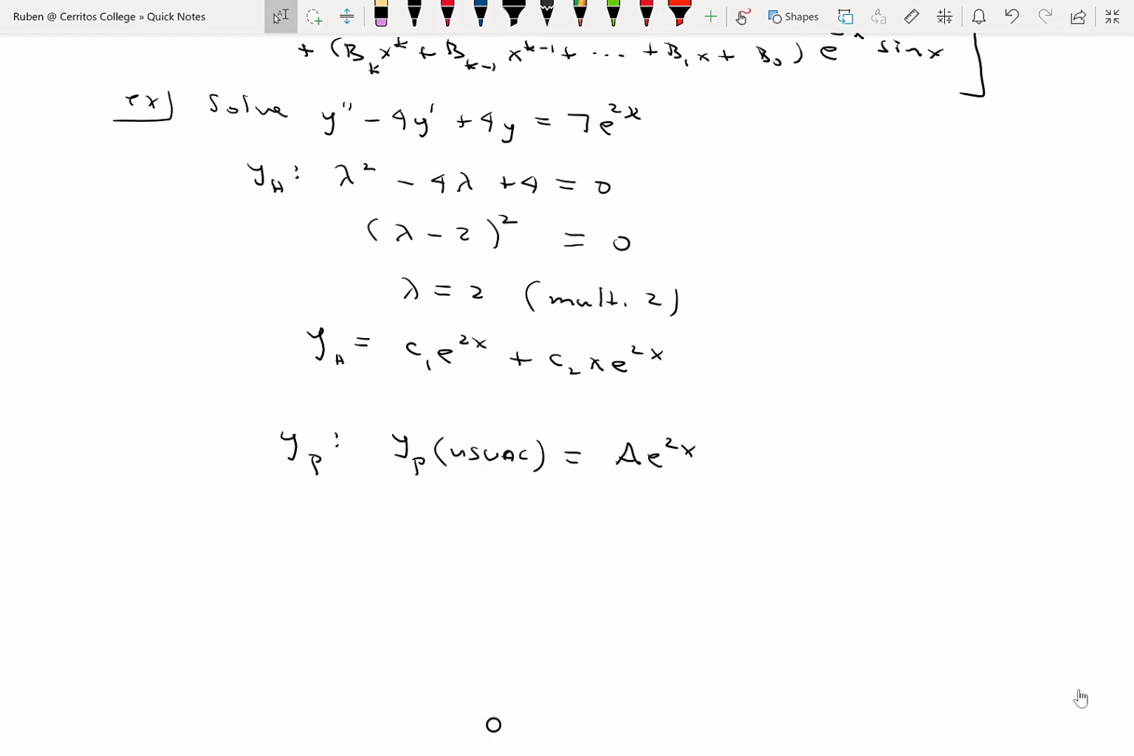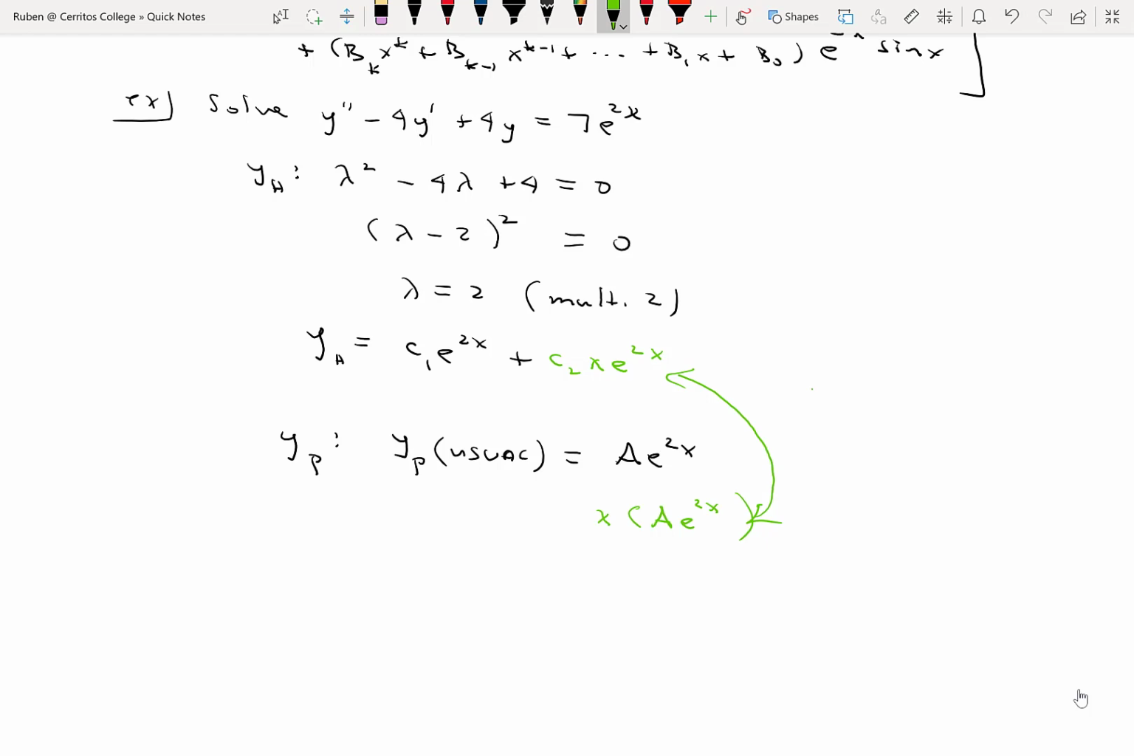If we multiply y sub p usual by x, will this work? And the answer is no, because this form of y sub p is exactly what the second term in y sub h is. And no matter what we select for the constant a in this form of y sub p, this y sub p will always give us 0 when we substitute it into the differential equation, and we need 7 e to the 2x.